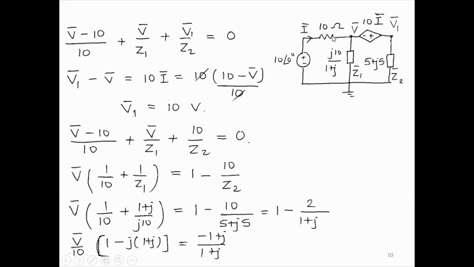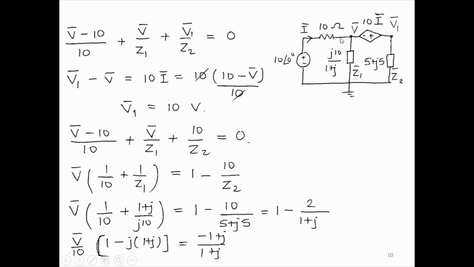So you say V minus 10 divided by 10 ohms is this current, plus V divided by this impedance Z1. And then we do a super node, so we'll say V1 divided by Z2 equal to 0. So this is a KCL for the super node that encloses this dependent source. And then Z1, Z2 we know, so that is one equation. It has two unknowns, V and V1. The other equation is for the dependent source, which is V1 minus V equal to 10I.